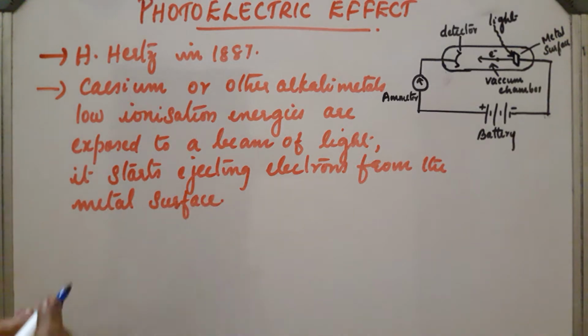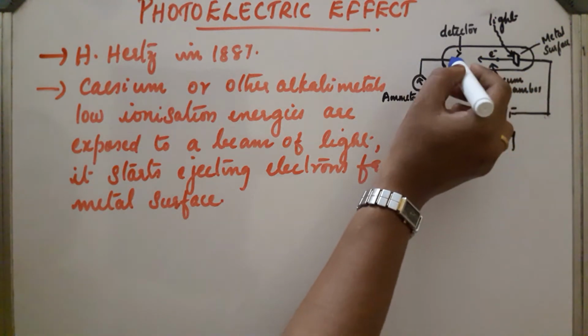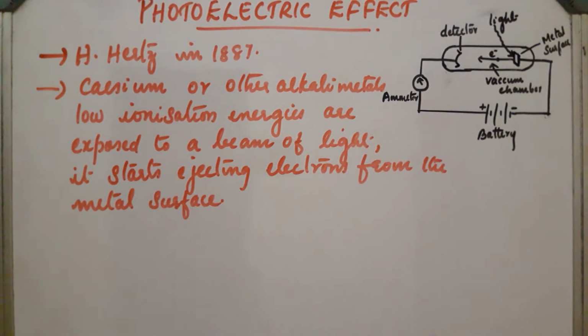Okay, so this is the experiment which contains a vacuum chamber, and this is the metal plate on which light radiations fall. What happens? It starts ejecting electrons, and this was detected by using a detector which is attached to an ammeter, and the current flow is detected in the ammeter. So in this experiment he used cesium or other alkali metals, because these have low ionization energy. So these metals can easily eject electrons when they are exposed to a beam of light.